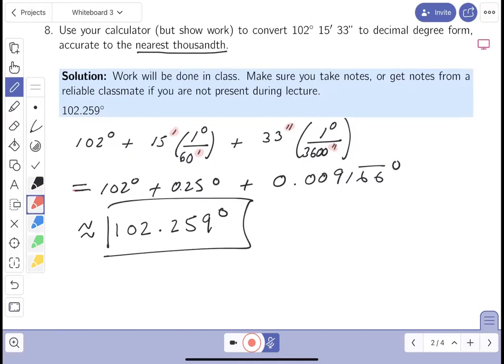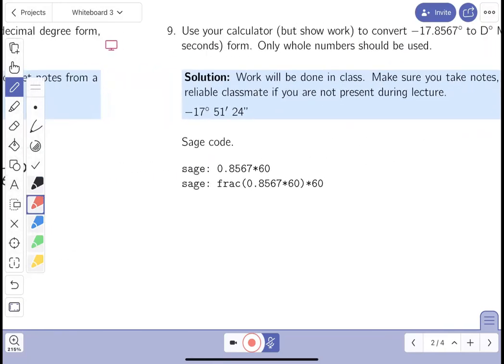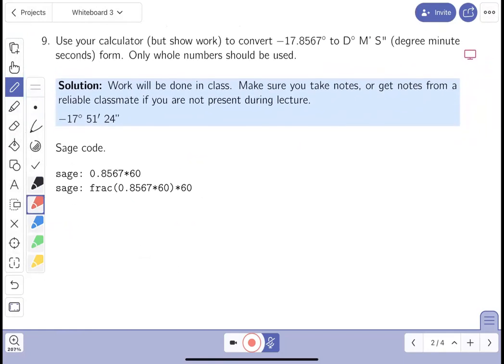Look at the answer. Who knows? Maybe I made a mistake. Good job. All right, I got that. We got a number 9. Ooh, number 9 is interesting.